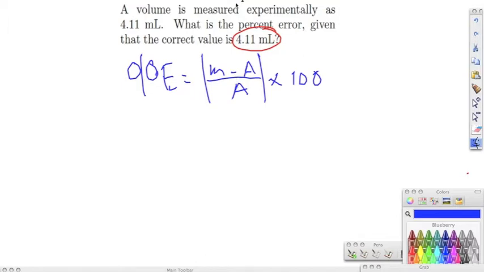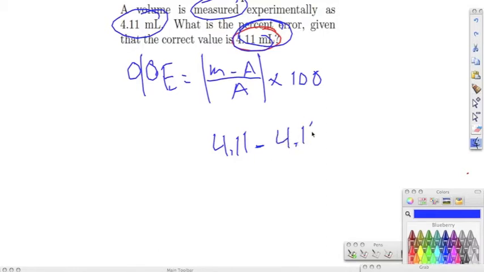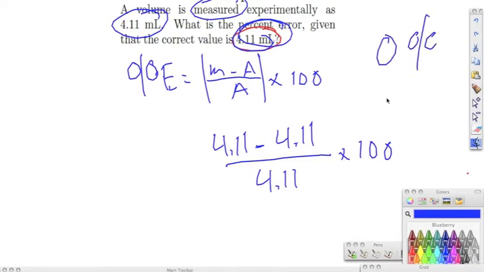And our measured is what we always measure experimentally. In this case, our measured is 4.11 minus our accepted, another word for that is correct value. So 4.11 all divided by 4.11 times 100. When we work this out, guys, we'll see that we get 0 because we're just subtracting right here. We get 0, and 0 divided by 4.11 would be 0 as well. So we have a 0% error.